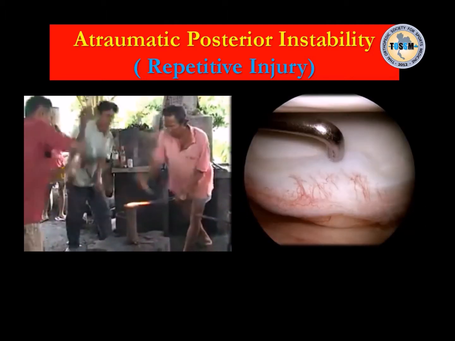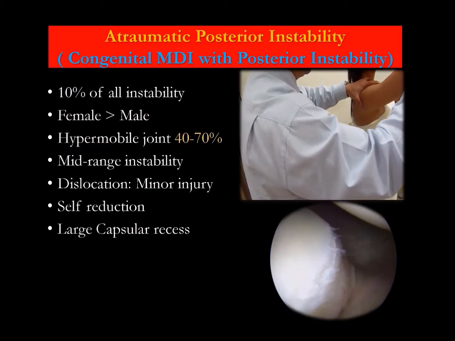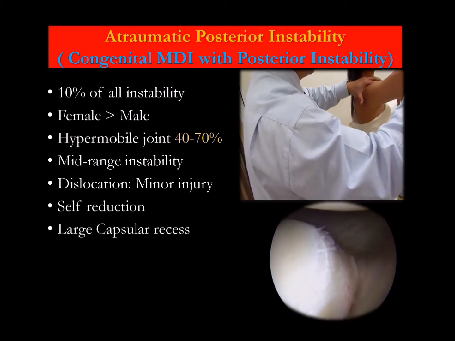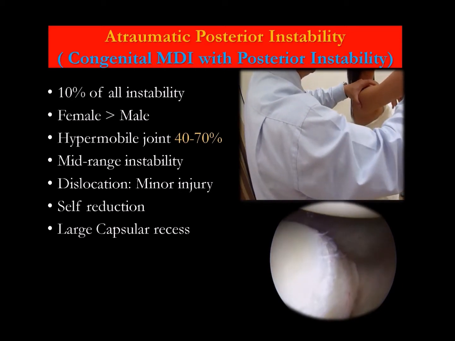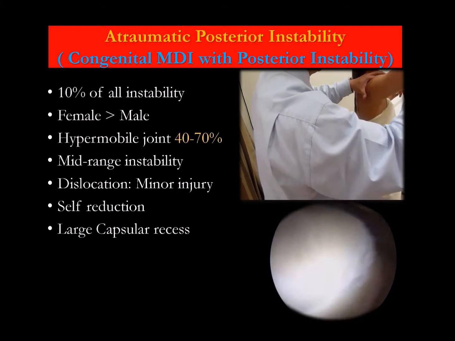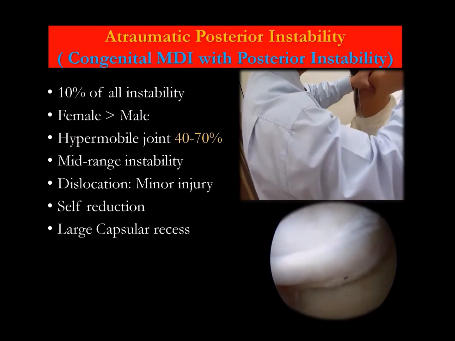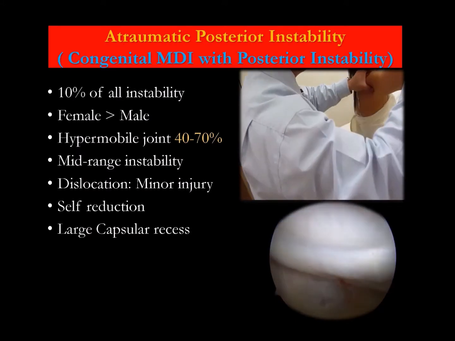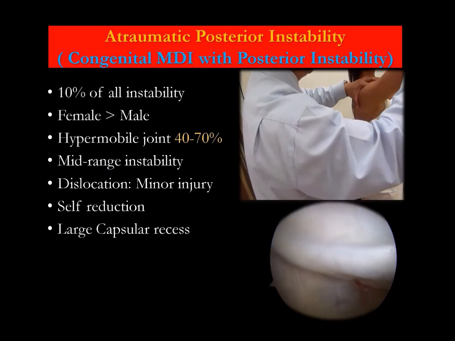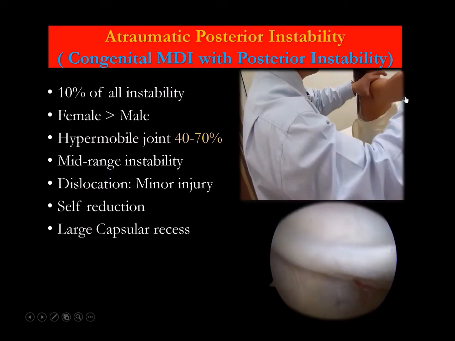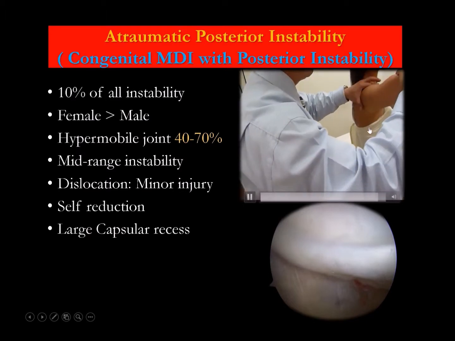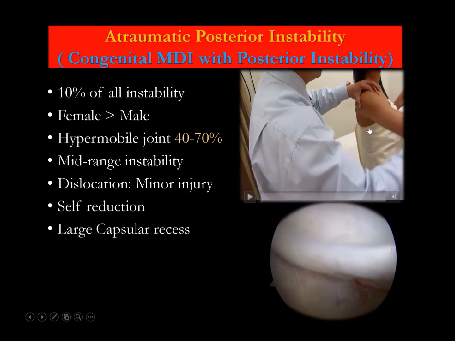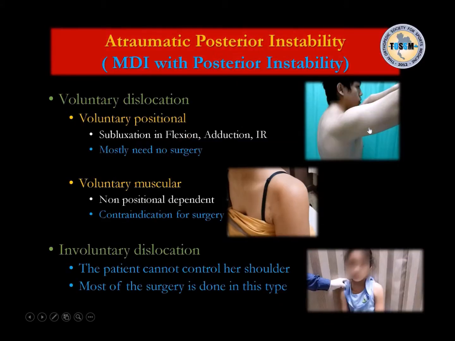Okay, so another situation is the bone loose, the patient with multidirectional instability, MDI. This kind of patient is most often female. Okay, may have mild instability and dislocation from minor trauma. So you can see that this kind of patient most of the time suffers from posterior shoulder pain or instability and loose joints.